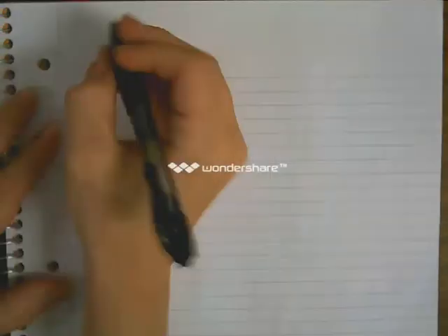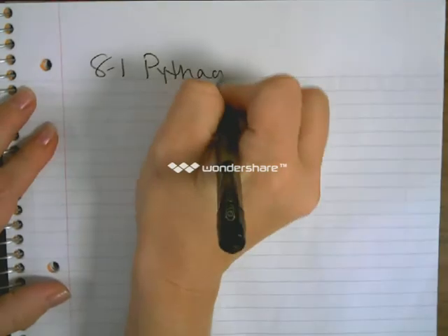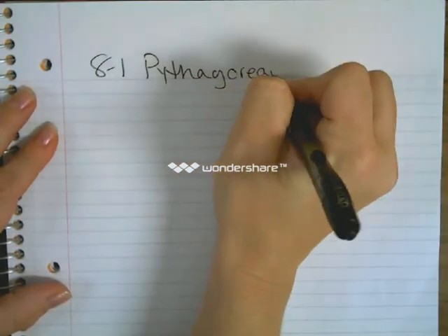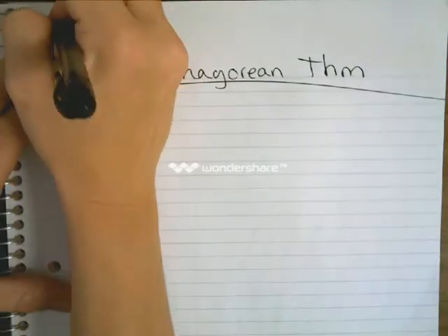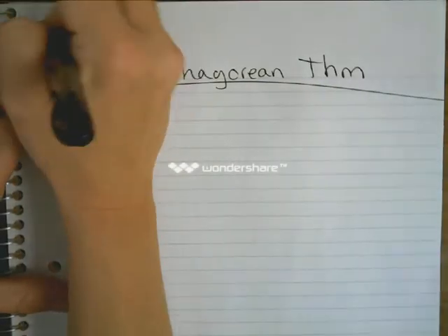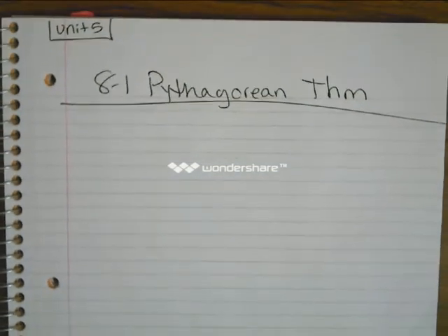Okay, so 8-1, Pythagorean Theorem. Alright, this is Unit 5. We are just now beginning Unit 5. Unit 5 is all about right triangles, so everything to do with right triangles. The only thing you know about right triangles right now is the Pythagorean Theorem. This is just the first section. We will do a whole bunch of other new stuff in this unit, so don't get too excited.